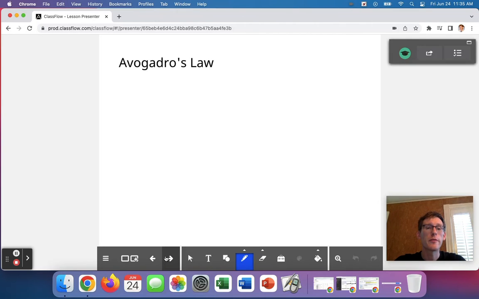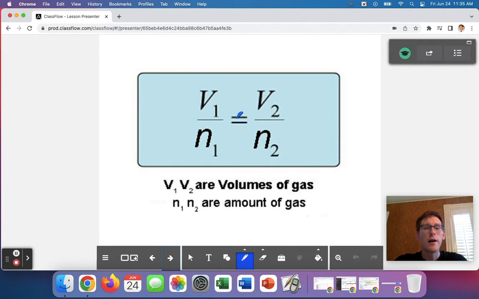In this video, we're going to learn about Avogadro's law. Now, Avogadro's law states that if you have a sample of gas that occupies a certain volume and you were to increase the amount of gas, well, then its volume would proportionally increase. Or if you were to take away some of that gas, its volume would proportionally decrease. But essentially, the volume of a gas and the amount of gas are directly proportional.